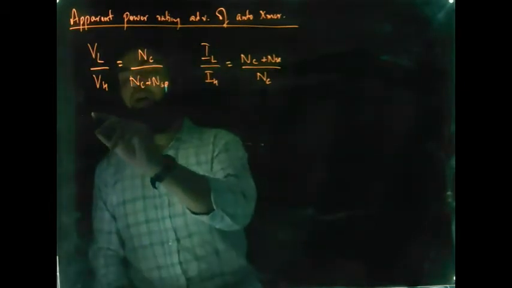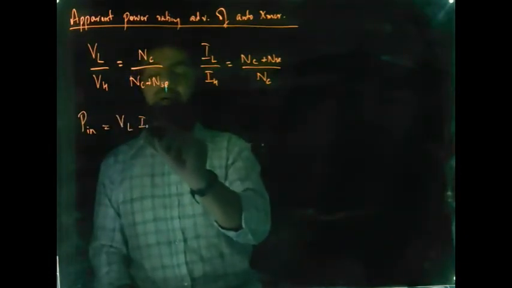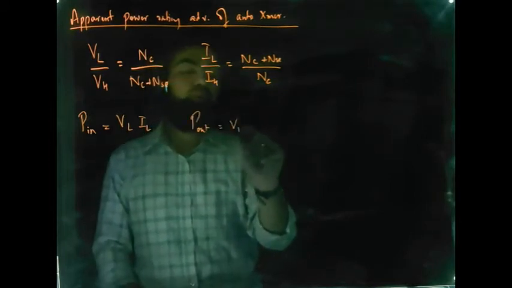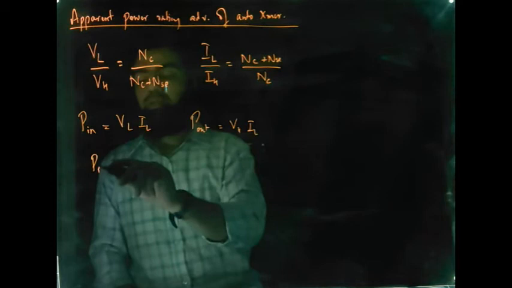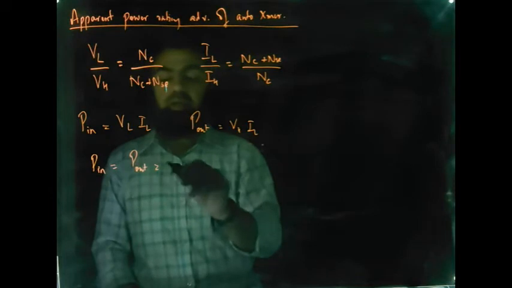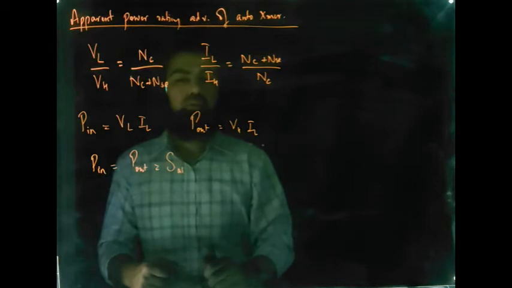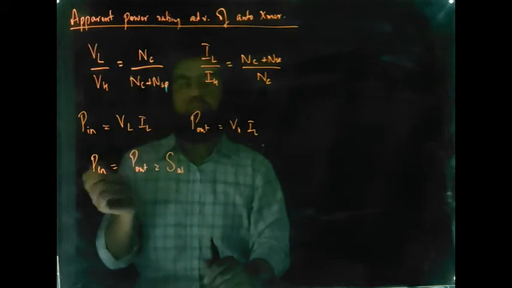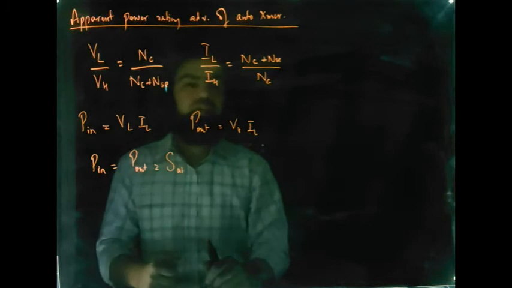Now let's look at the input power of this auto transformer. The input power of the auto transformer is VL IL, and the output power of this transformer is VH IH. So if you substitute these equations, you will see that the input power will be equal to the output power of this transformer, and let that be equal to SAT. This is the apparent power rating of this auto transformer, given to us by SAT. That's simply VLIL or VHIH.